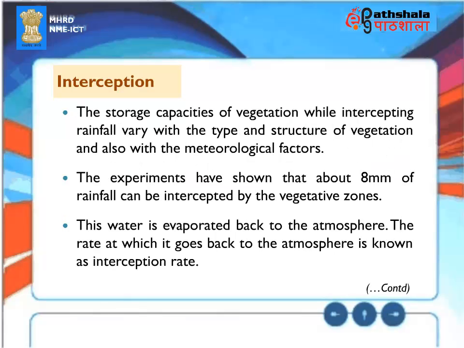The storage capacities of vegetation while intercepting rainfall vary with the type and structure of vegetation and also with meteorological factors. Experiments have shown that about 8 millimeters of rainfall can be intercepted by the vegetative zones. This water is evaporated back to the atmosphere. The rate at which it goes back to the atmosphere is known as the interception rate.